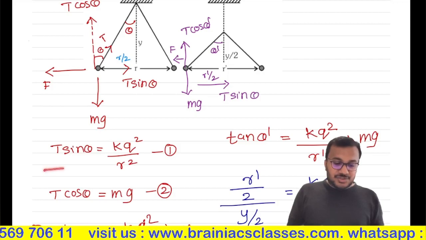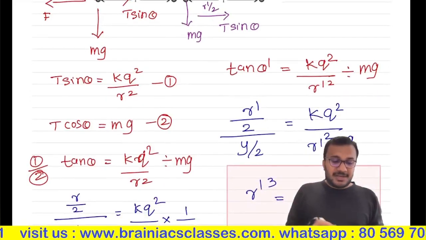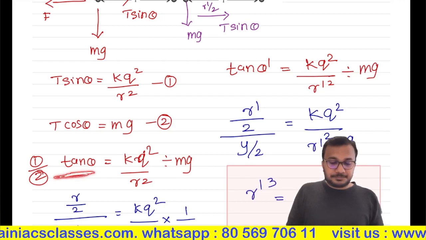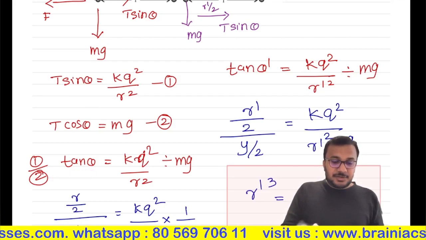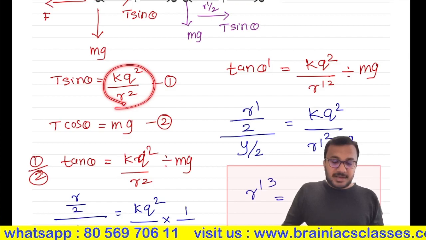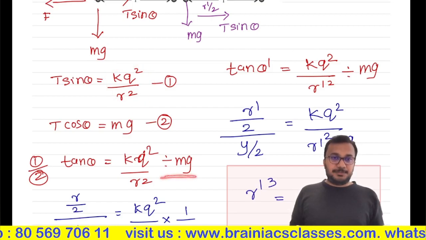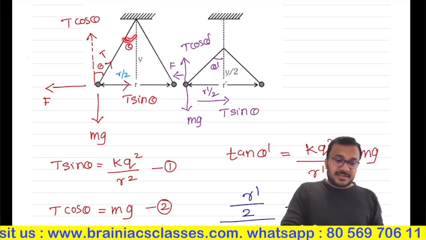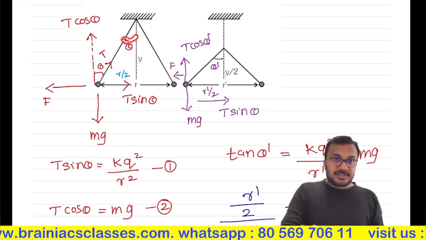We are dividing equation number 1 by equation number 2. What is sin theta by cos theta in mathematics? It is called tan theta. So left side divided, right side also divided: kQ squared by R squared divided by mg. So what is tan theta from this diagram? Tan theta is opposite side by adjacent side.